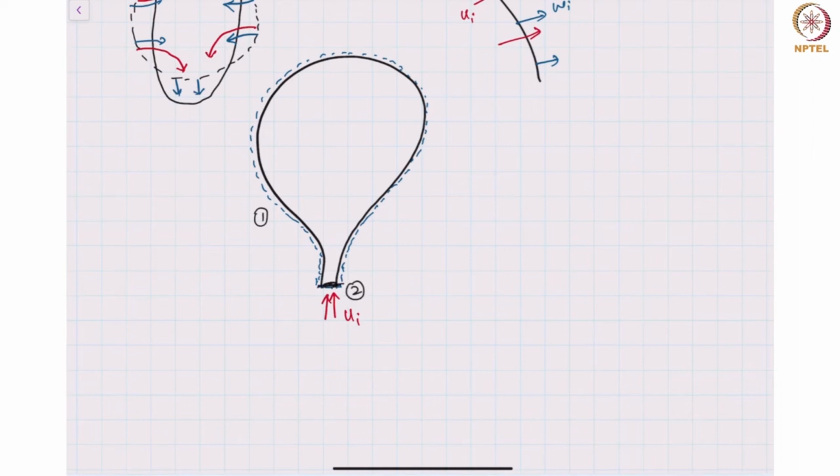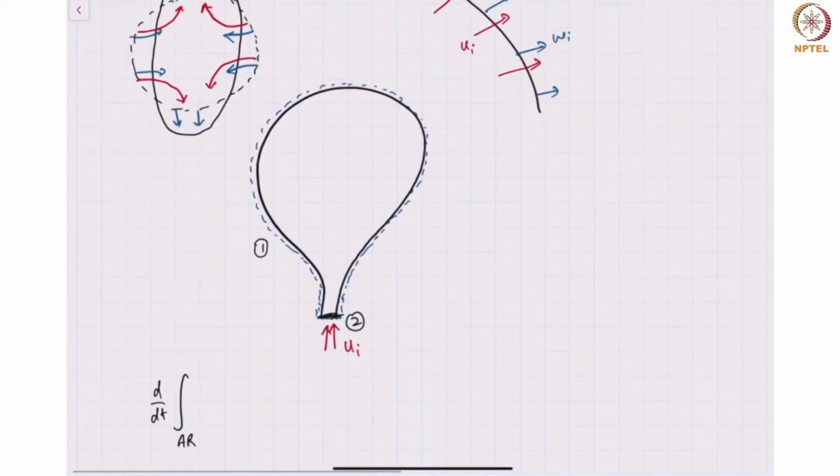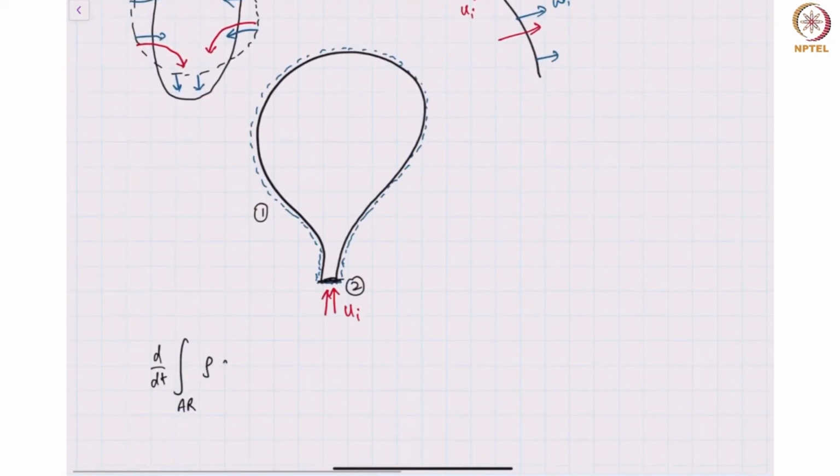So the left hand side of the equation essentially becomes d by dt over the entire arbitrary region. This is a volume integral of density times dV, rho dV.